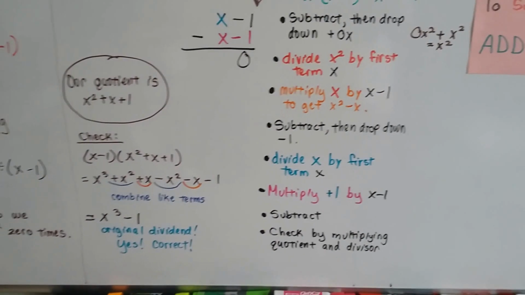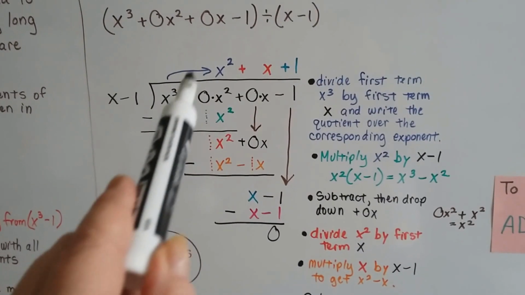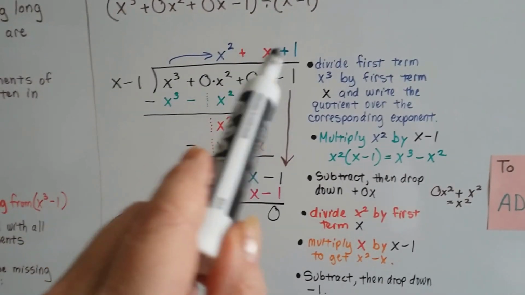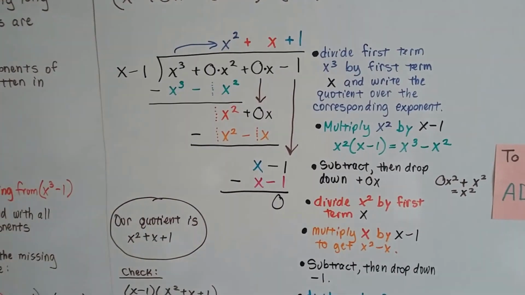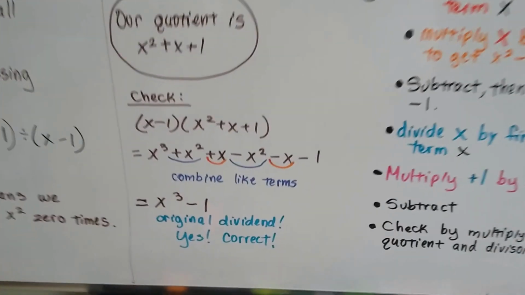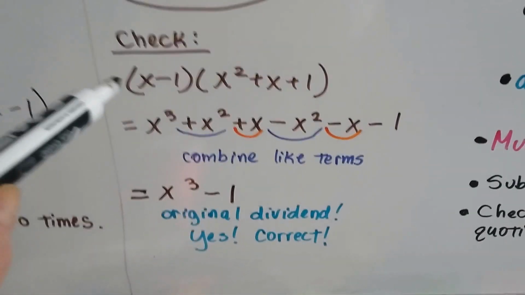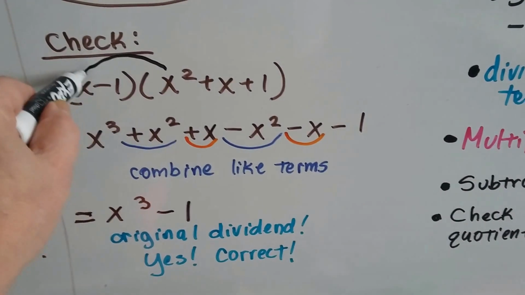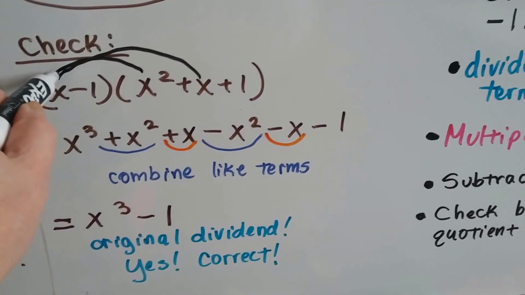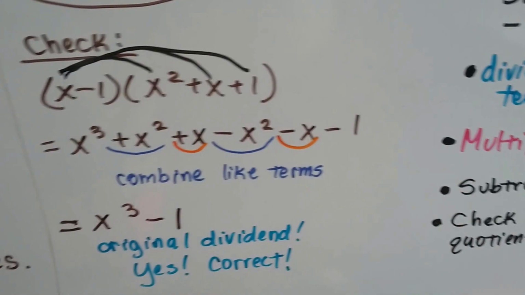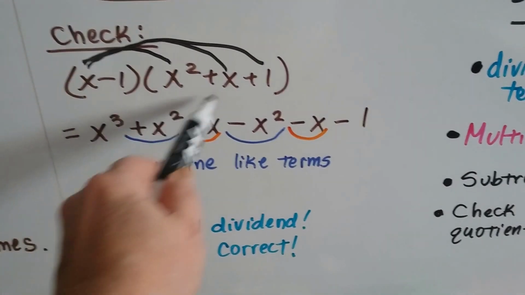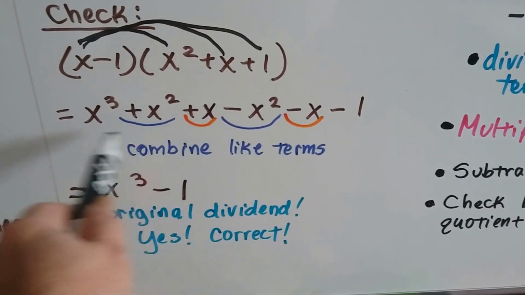We check by multiplying the quotient and the divisor. We multiply this x squared plus x plus 1, that's our quotient. We multiply this quotient by the divisor. That way we'll know if we did it correctly or not. And we just distribute, don't we? This x gets distributed to the x squared, it gets distributed to the x, and it gets distributed to the 1. Then the negative 1 gets distributed to the x squared, to the x, and to the 1. And this is what we get.